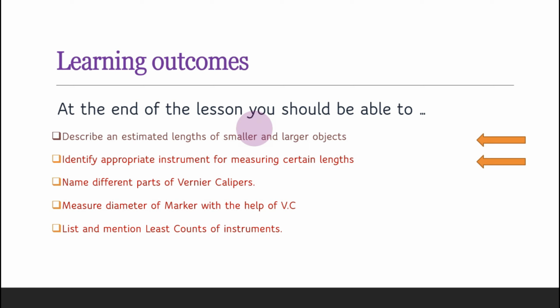Name different parts of Vernier calipers. Vernier calipers is an instrument which is used to measure small diameters. Then we will practically measure the diameter of a marker with the help of Vernier caliper. List and mention least count of instruments. We will discuss least count as well.